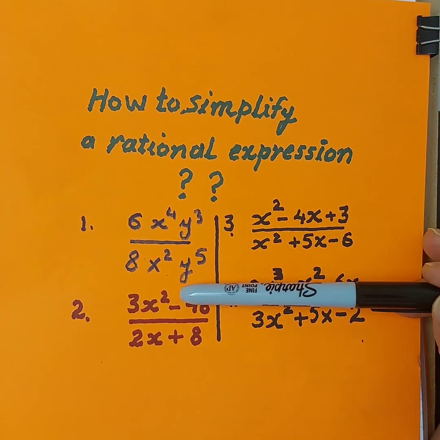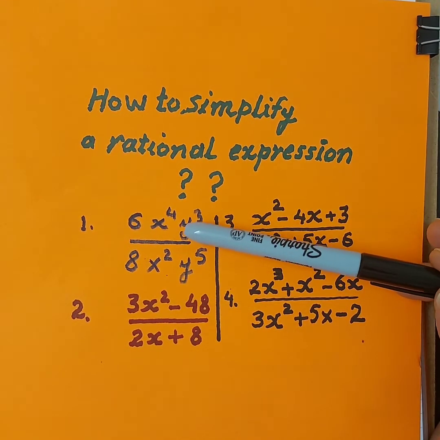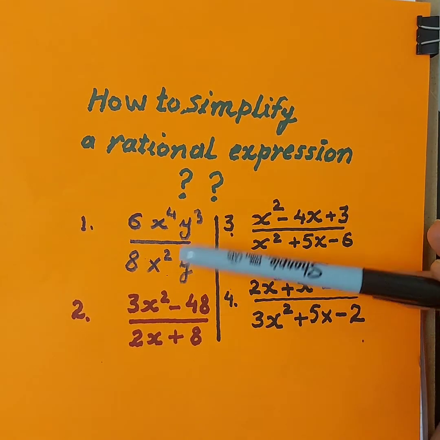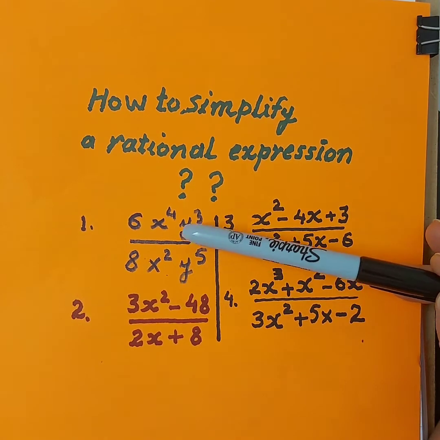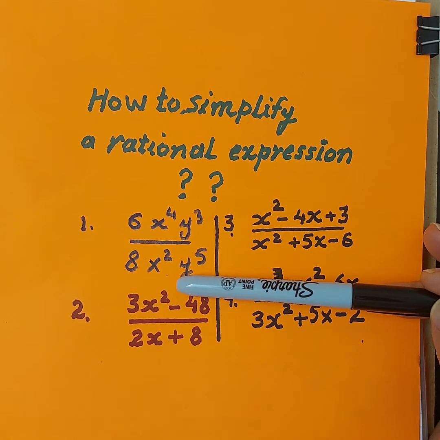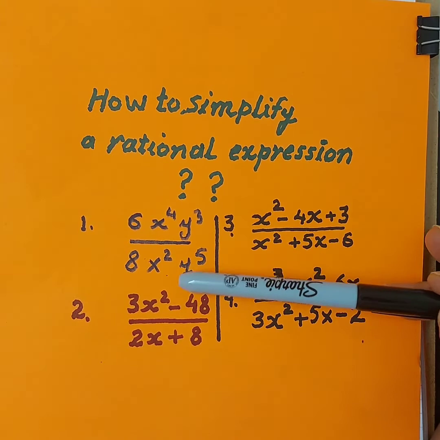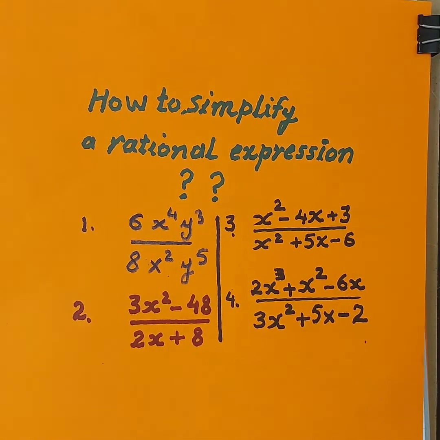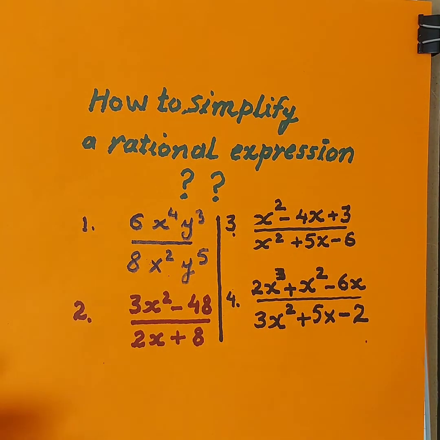Again, about y, we have y to the power 3 here and y to the power 5 here. We can cancel y to the power 3 from top and bottom and y to the power 2 remains in the bottom. So this is easy to find its simplified form. I will write it for you now.